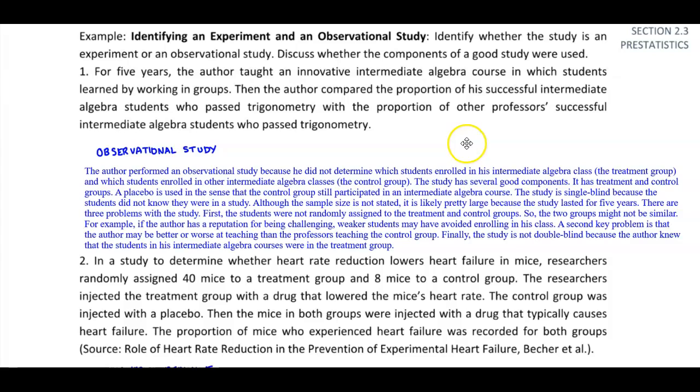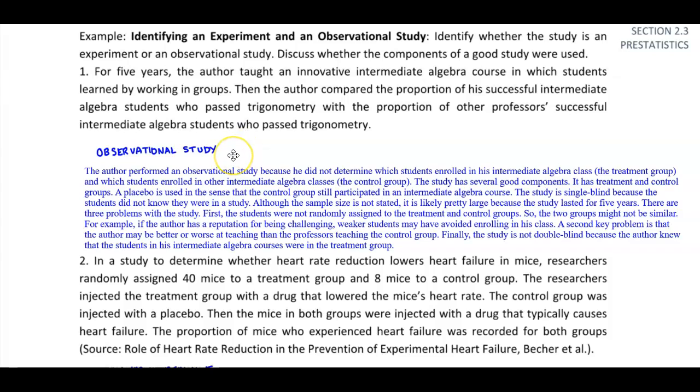In this example, we're identifying an experiment and an observational study. Identify whether the study is an experiment or an observational study. Discuss whether the components of a good study were used. 1. For 5 years, the author taught an innovative intermediate algebra course in which students learned by working in groups. Then the author compared the proportion of his successful intermediate algebra students who passed trigonometry with the proportion of other professors' successful intermediate algebra students who passed trigonometry.